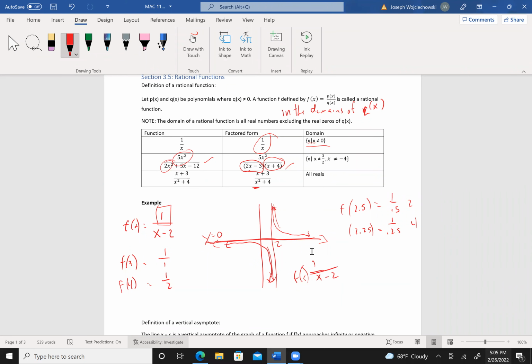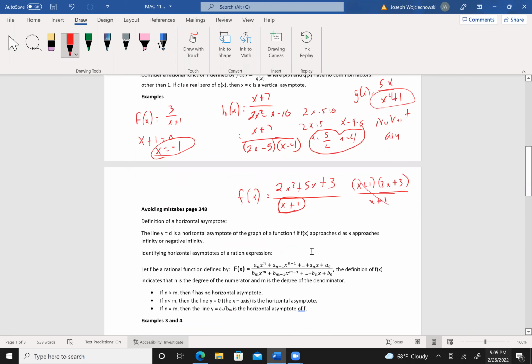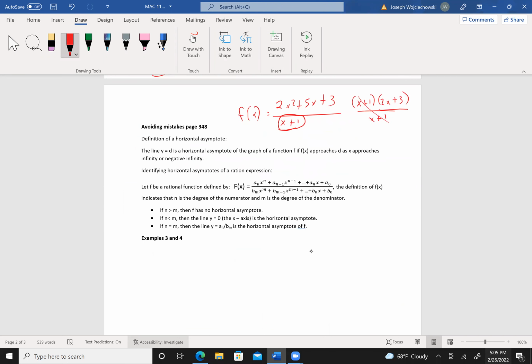So here, the degree is 0, here it's 1. So n is less than m, so we have y equals 0. Then if n equals m, the line a sub n over b sub m is the horizontal asymptote of f. So let's look at some of these.